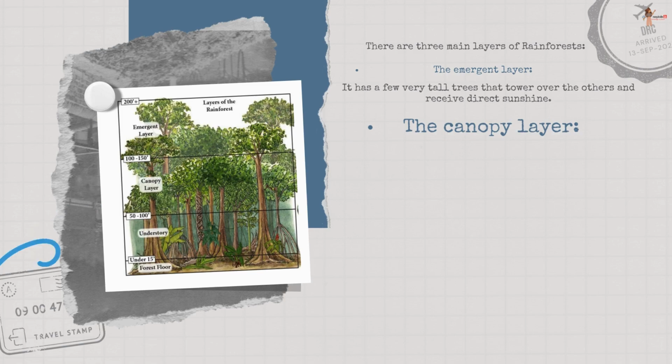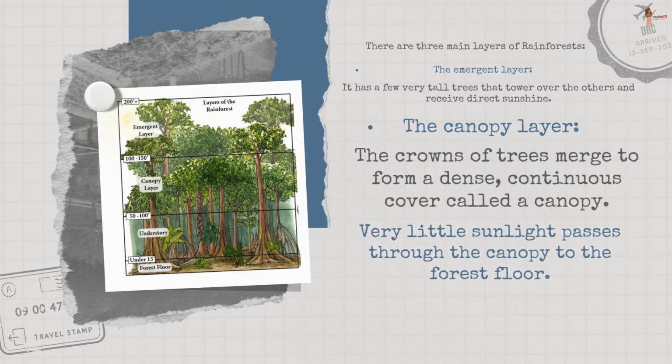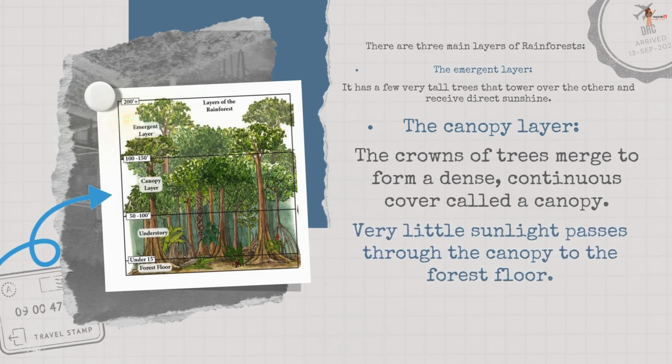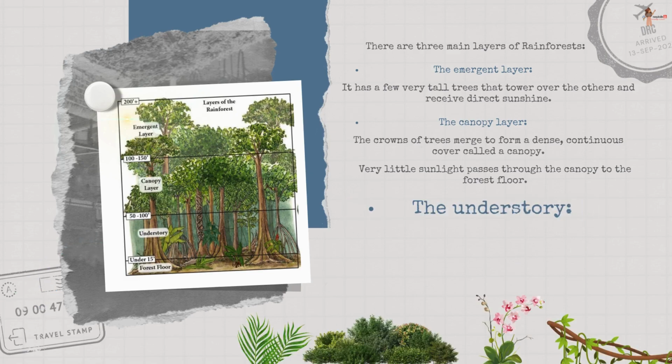Then there's the canopy layer. The crowns of trees merge to form a dense, continuous cover called a canopy. Very little sunlight passes through the canopy to the forest floor. Next is the understory. It consists mostly of palms, shrubs, orchids, and creepers.